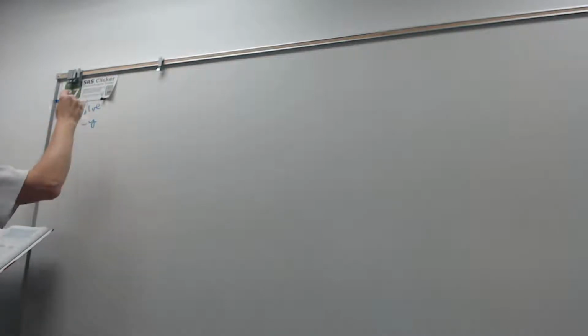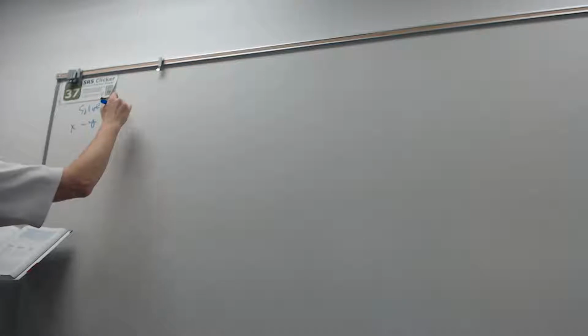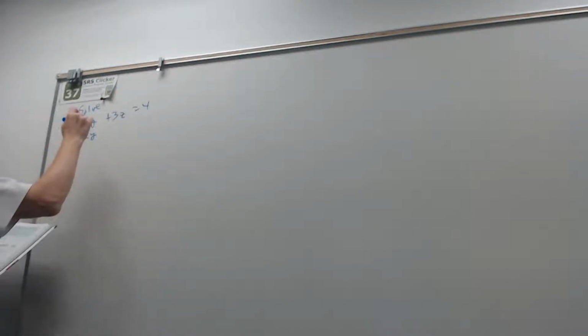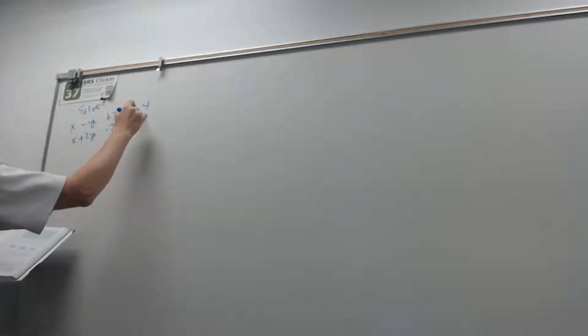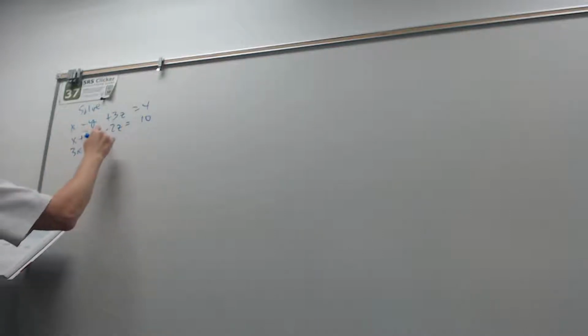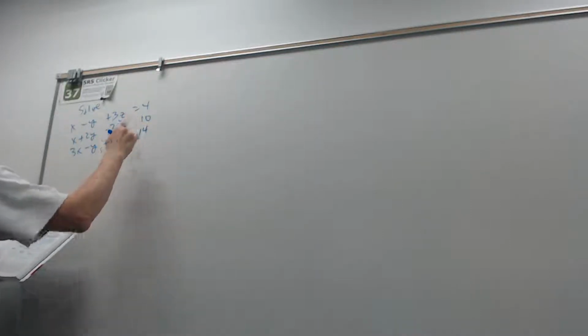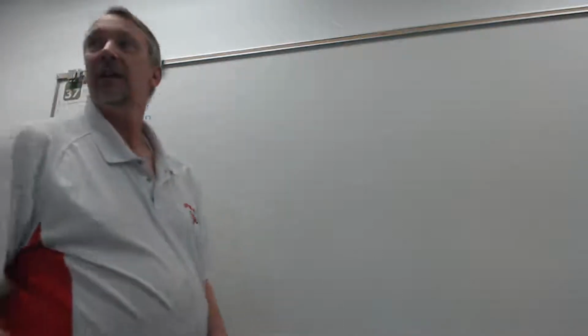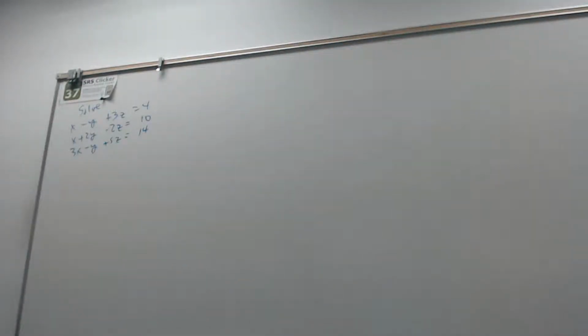x minus y plus 3z equals 4, x plus 2y minus 2z equals 10, and 3x minus y plus 5z equals 14. Okay, so here's what we're going to do. We're going to solve this two methods simultaneously. First question is, who haven't I picked on? Kelly, can you write the augmented matrix for me?